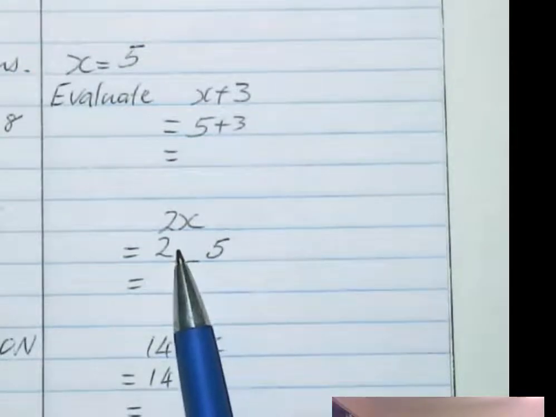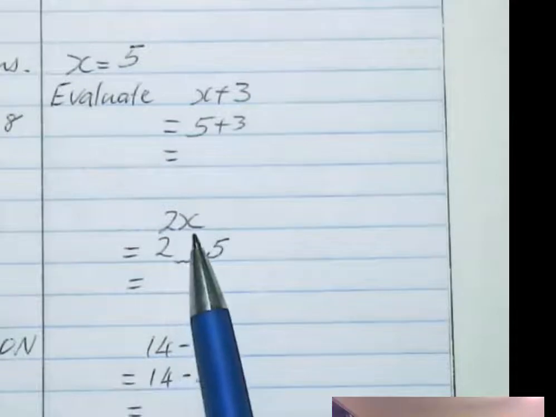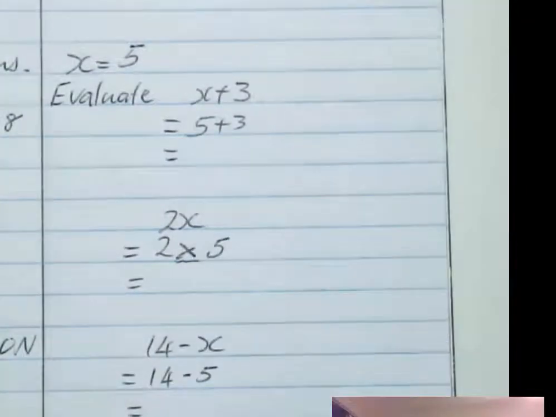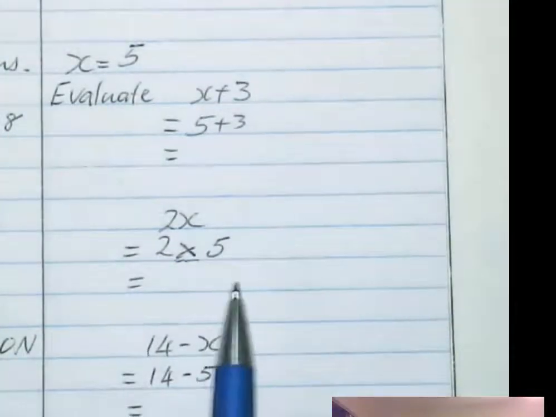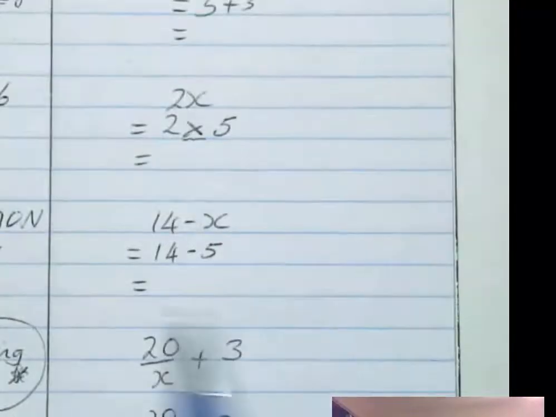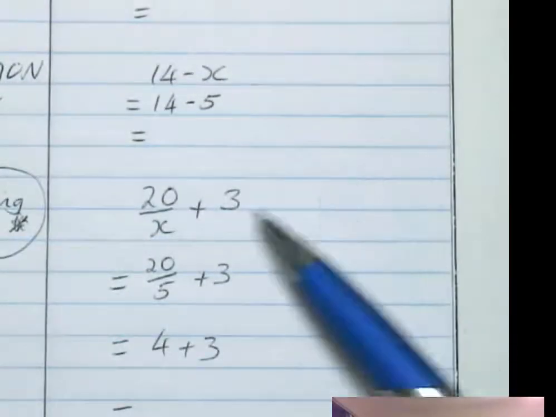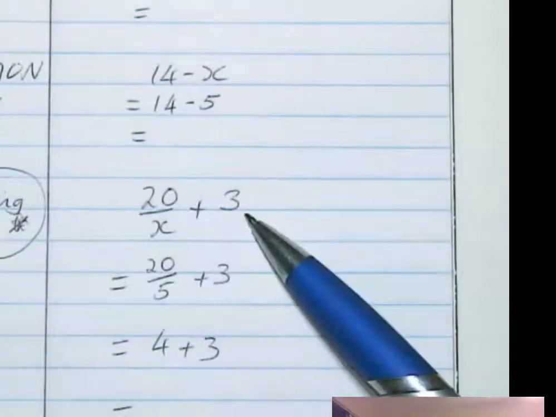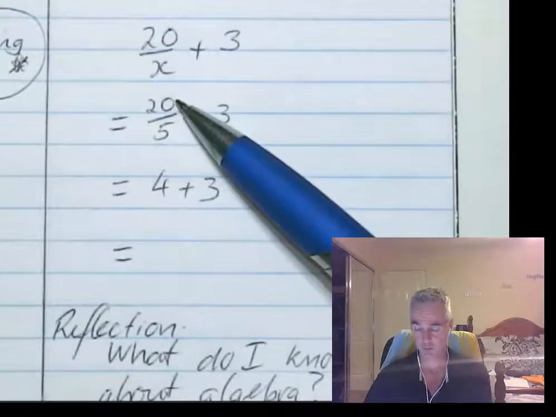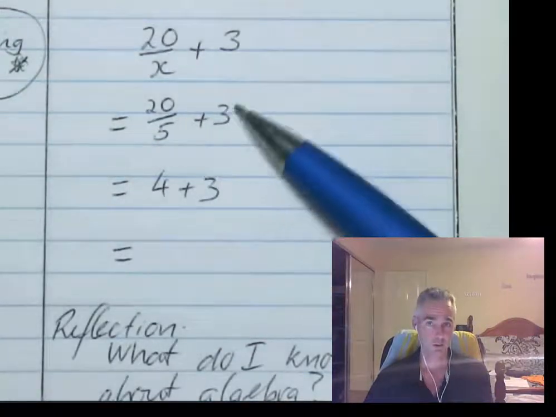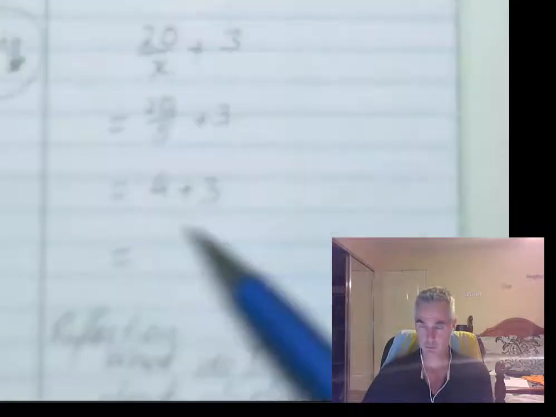Next one is a multiply, because there's a 2 and an x. 2 times must go in there, because algebra lets us ignore that multiplication sign, to make it a shorter form for us. You fill in the answer. 14 minus x, swap in the 14 minus 5, so the number 5 goes in. Find your answer. Next one is a couple of parts. 20 over x plus 3. So substitute, swap in my 5 for the letter x, 20 divided by 5. Then I'll need to finish off the sum by adding 3. So there it is, yours to do.